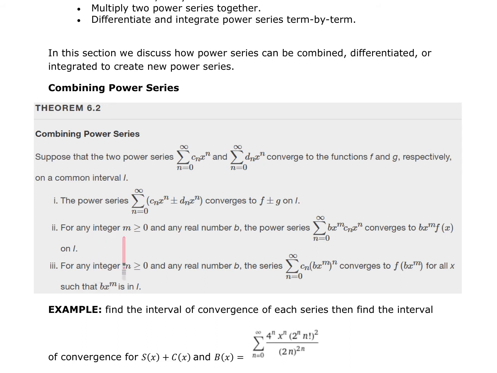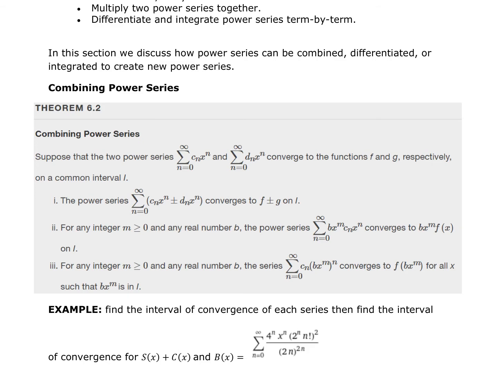Furthermore, for any integer m greater than 0 and any real number b, the power series b x to the m times c n x to the n converges to b times x to the m times f of x on I. And for any integer m greater than 0 and any real number b, the series from n equals 0 to infinity of c sub n times b x to the m, to the n, converges to f of b x to the m for all x such that b x to the m is in the interval I.